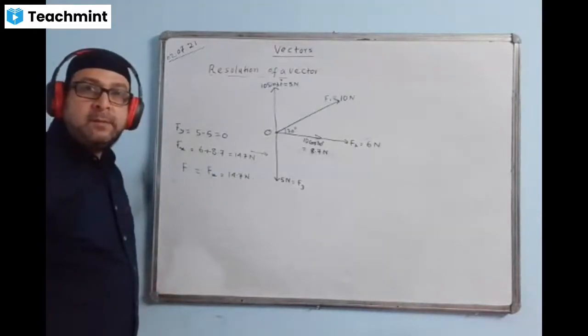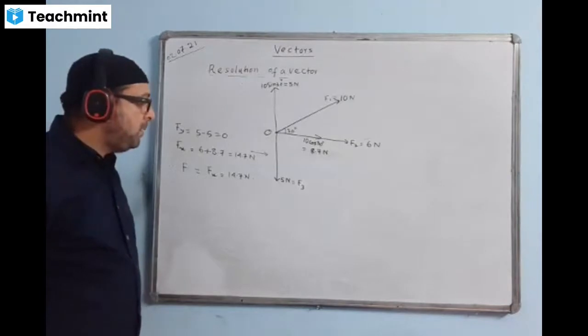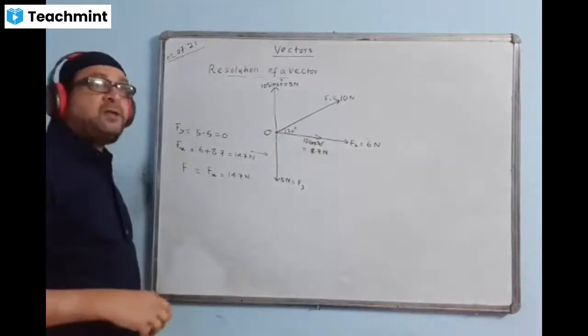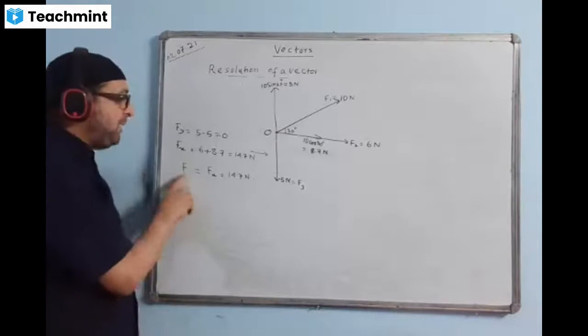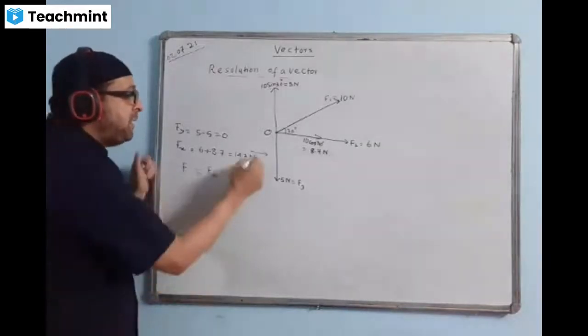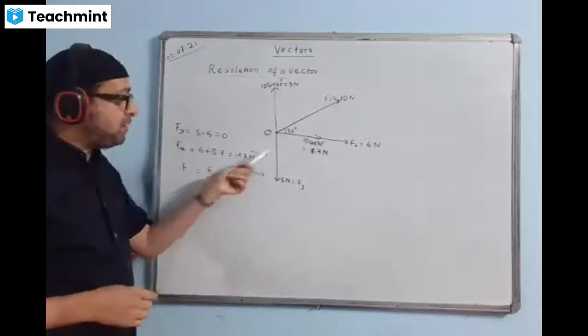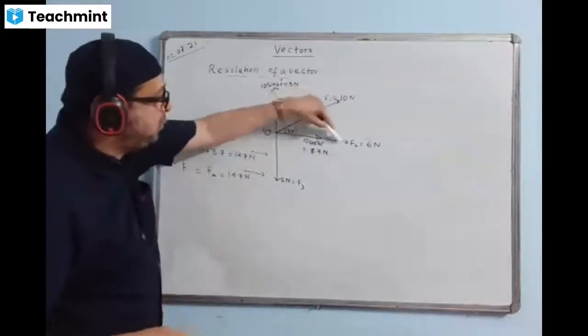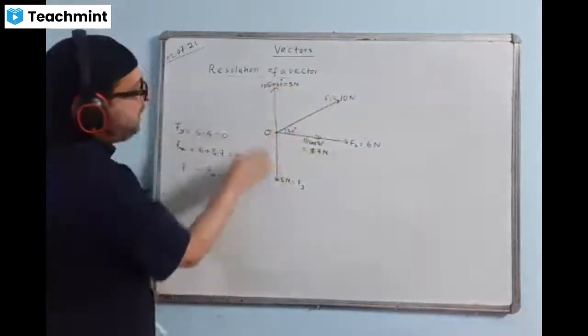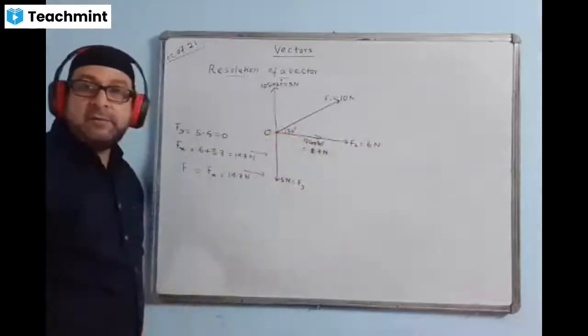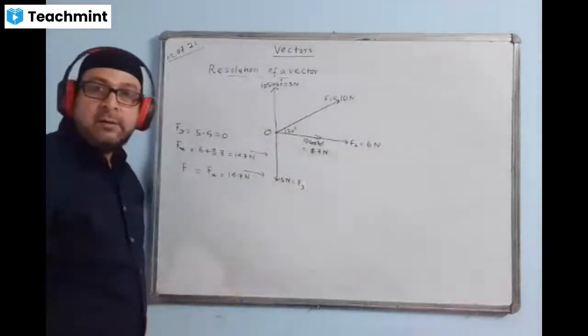Sir, is the answer magnitude or vector? If they ask you to find the net force, it means the magnitude is 14.7 Newton and the direction is this side. You have to mark the direction, right, because these two are only in this direction. These two are destroying each other. This is the only value left over on the right horizontal.